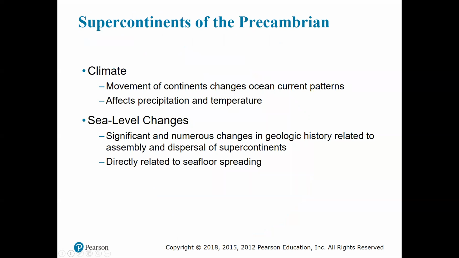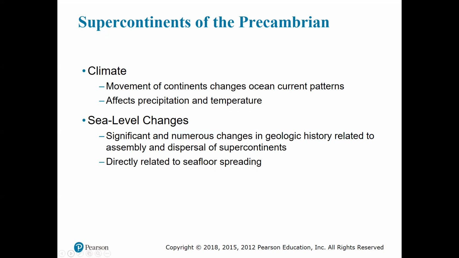So if we take a look at these supercontinents of the Precambrian, we have what's called a supercontinent cycle. This involves the change and dispersal of one supercontinent, followed by a long period of time when they are reassembled into a new supercontinent with a different configuration. And what this does is it allows the Earth's continents to evolve and change, but it also affects climate and it causes changes in sea level.